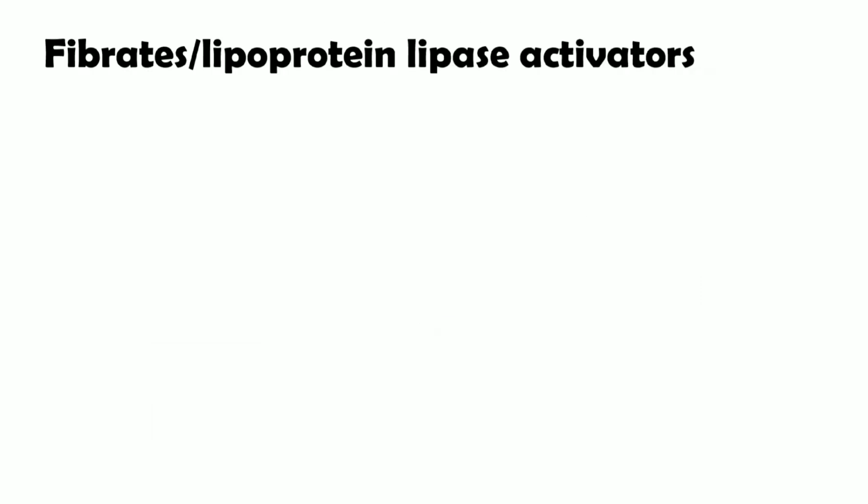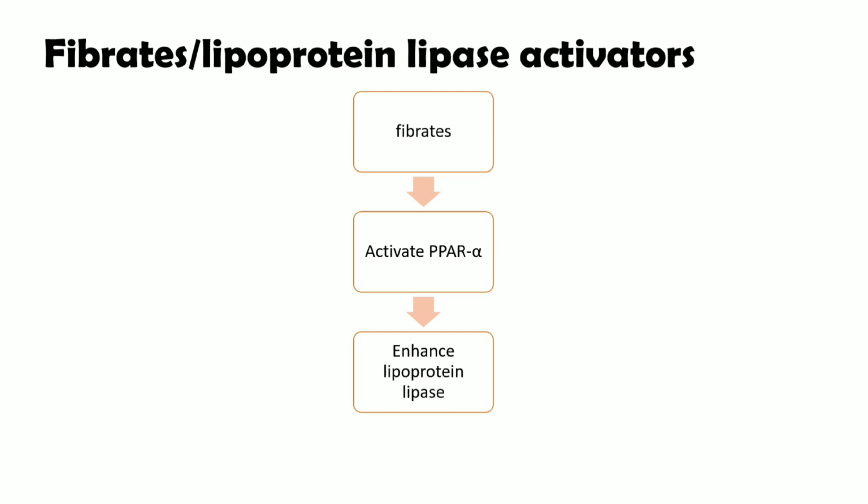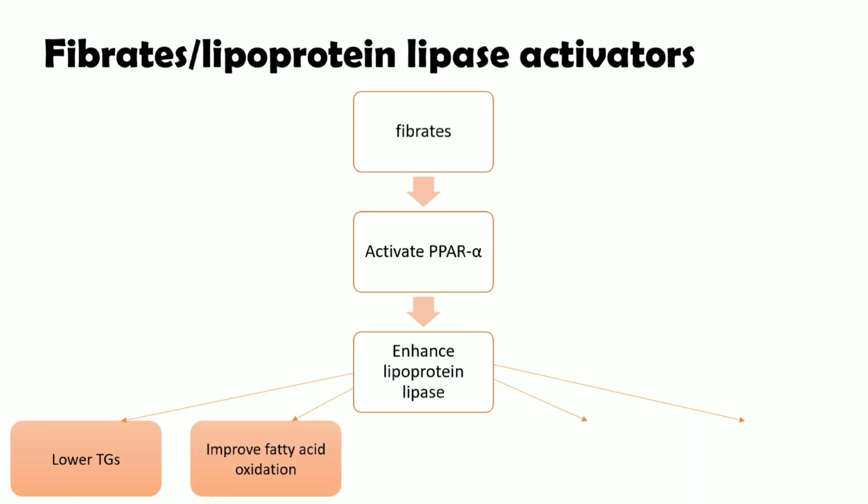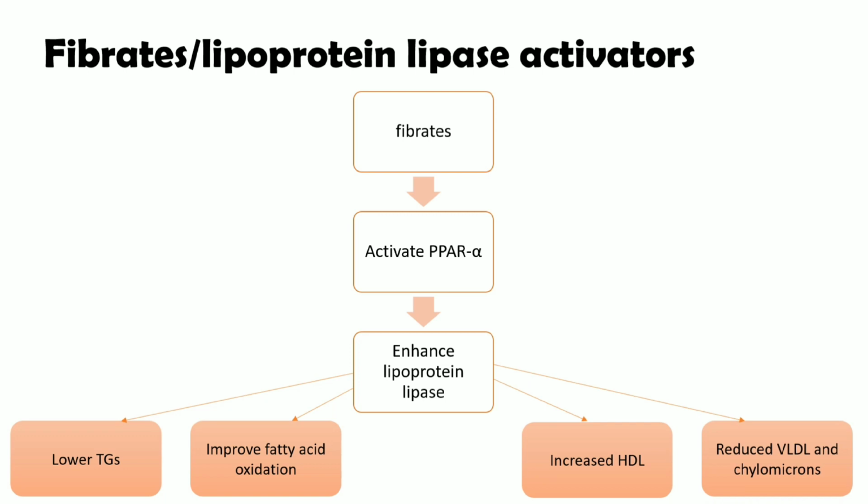Fibrates. This class of drugs is otherwise called lipoprotein lipase activators or PPAR-alpha agonists. They are named so because of their mechanism of action. Fibrates activate PPAR-alpha, that is peroxisome proliferator activated receptor alpha, a gene transcription regulating receptor in the liver. They in turn activate lipoprotein lipase and promote a series of actions such as lowering triglycerides, improving fatty acid oxidation, increased HDL, and reduced VLDL and chylomicrons.